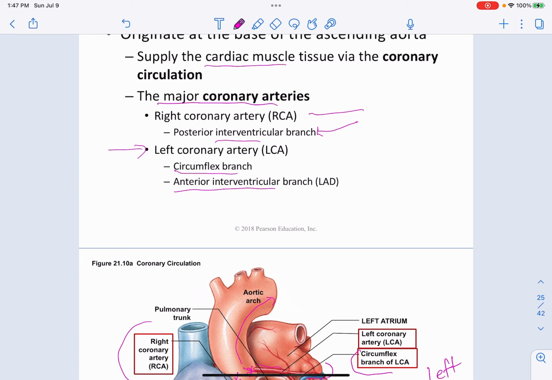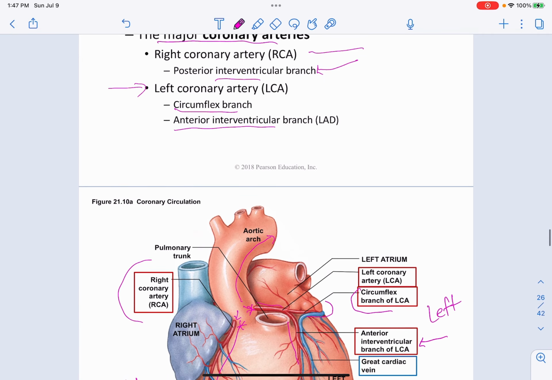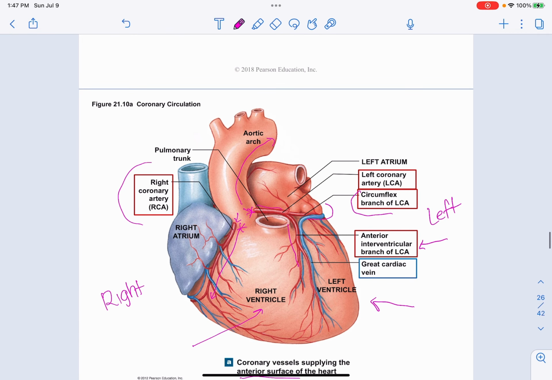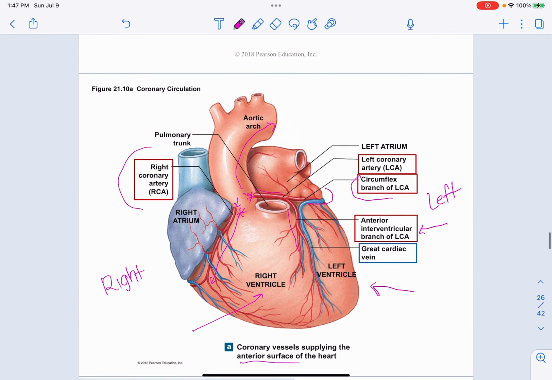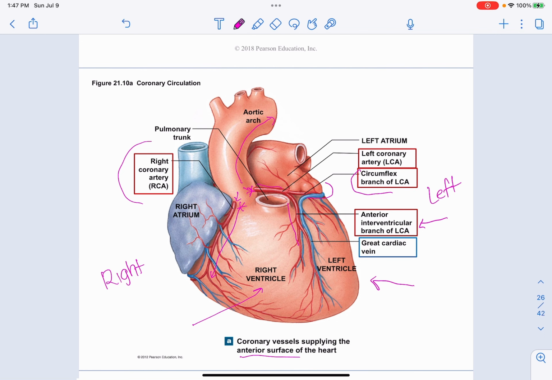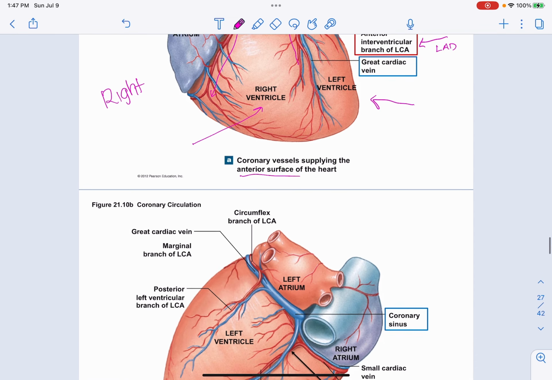It's also called the LAD in the clinic. Why they all have numerous names, I can't help you there. I am just the messenger on this. But clinically, this is sometimes called the left anterior descending artery, I think it is. I'd have to look it up. I honestly forget. Okay, so that's the anterior view.